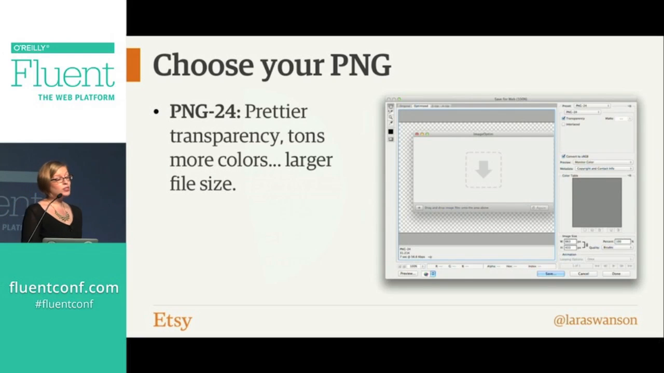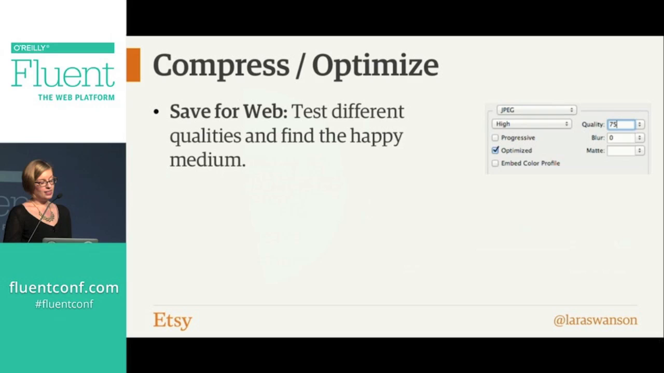PNG-24s have much prettier transparency, as you can see. They also generally have a larger file size due to the larger number of colors that they can handle. When it comes to JPEGs and Save for Web, you should be testing different qualities and finding the medium of aesthetics and performance. Most people find that for JPEGs, between 80 and 90% quality is sufficient, but I really emphasize you should be playing with these things, looking for artifacting, and seeing where you can make that concession of overall compression and file size.